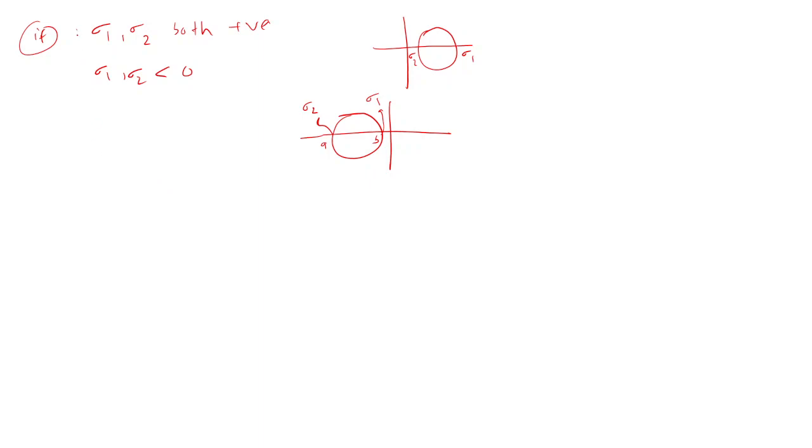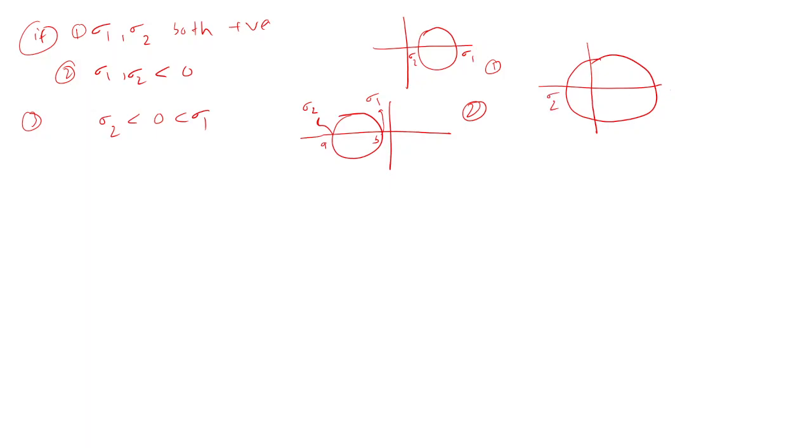So now this is the first case, this is the second. The third case is where sigma 2 is negative and sigma 1 is positive. Got the case? How would the Mohr circle look like? Some will be right, some will be left. It would be like this, right? It would be sigma 2, it would be sigma 1.